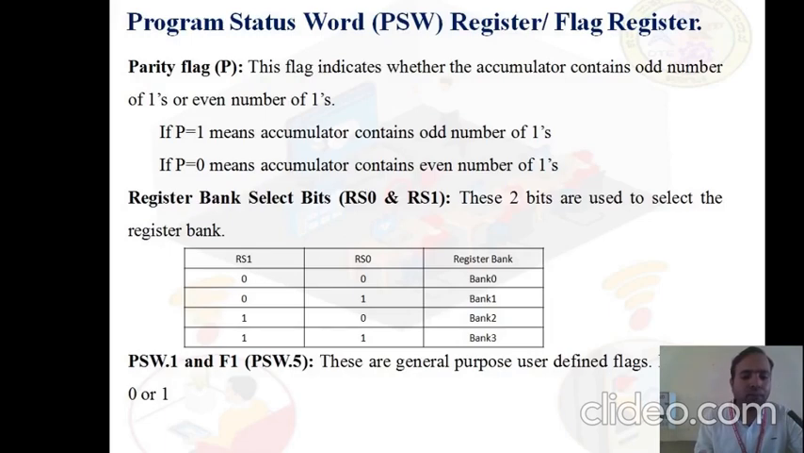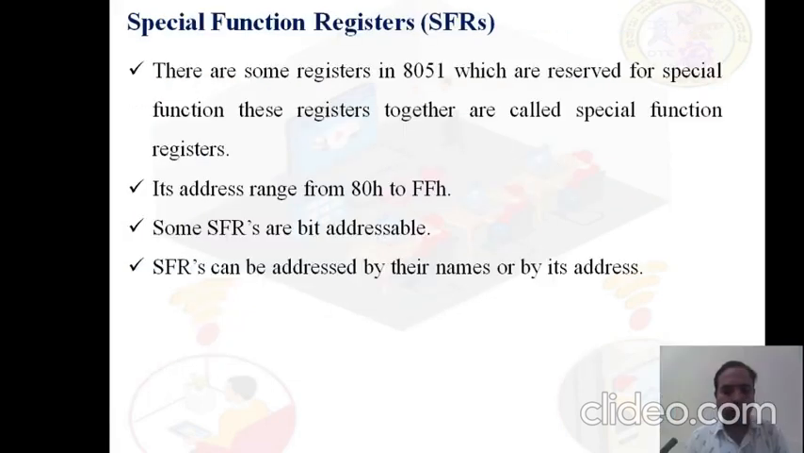If both bits are 0, then bank 0 will be selected. If RS1 is 0, RS0 is 1, then bank 1 is selected. If RS1 is 1, RS0 is 0, then bank 2 is selected. If RS1 is 1 and RS0 is 1, then bank 3 is selected. Then we have the PSW.1 bit and the F0 bit. These are general purpose, user defined.